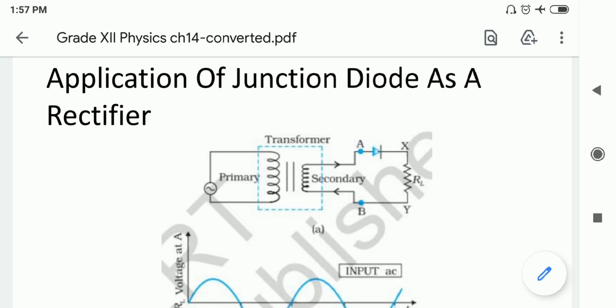Basically, the diode can conduct current only in one direction, from the P side to the N side, in forward bias condition. This property we are utilizing here for the rectification purpose. So here, as you can see in the diagram, the alternating voltage available to us from the mains is a 230 volt, 50 Hz supply.